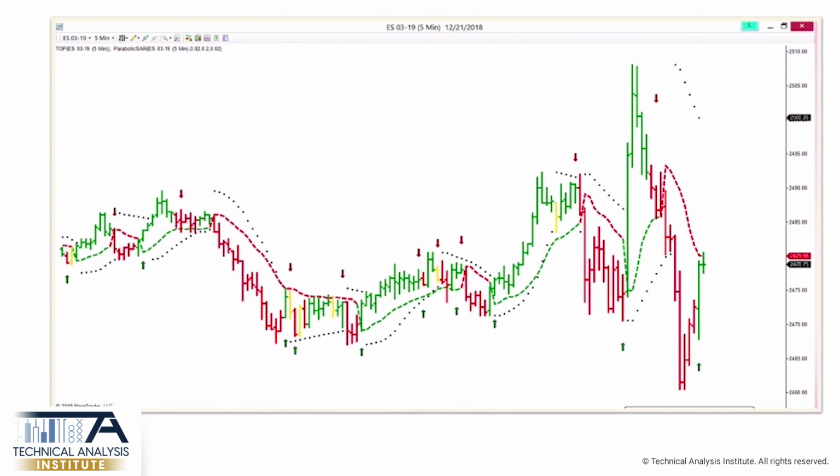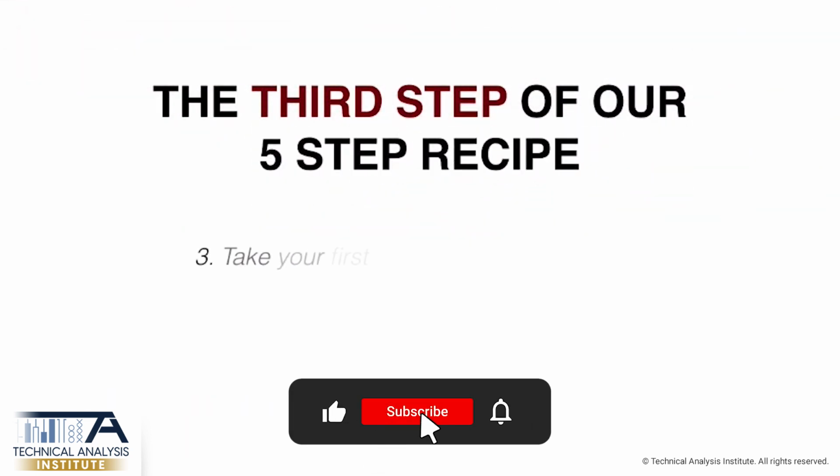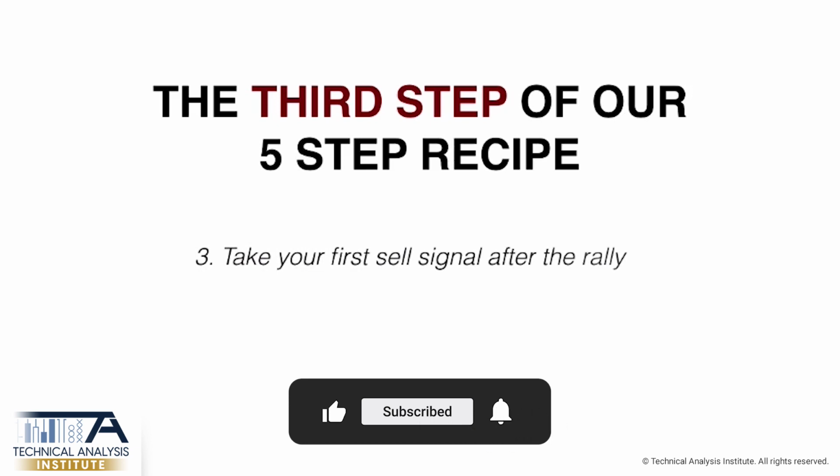Well, after 20 minutes or so, I saw the green arrow and the bars also turned green. That was encouraging. It implied that I would get my chance to sell if I was patient enough. So the third step of our 5-step recipe? Take your first sell signal after the rally.